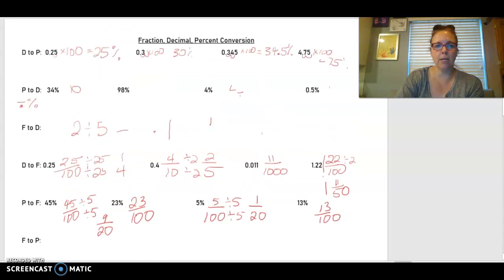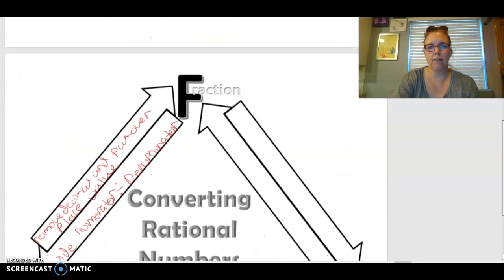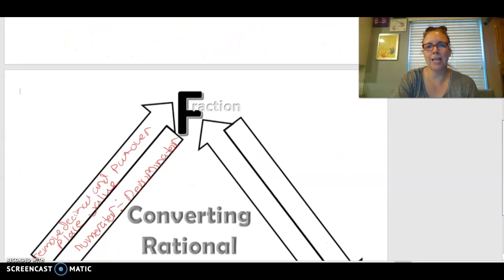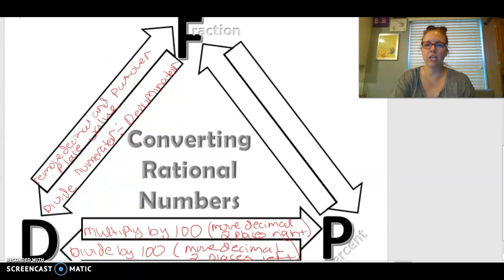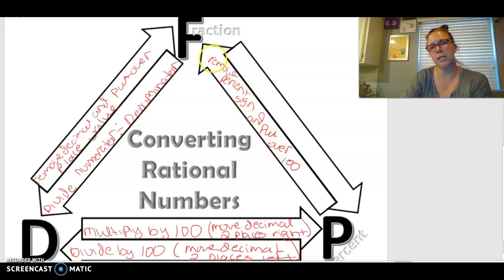Okay, so down here, I'm running out of time. I only have 15 minutes to make the video. So percent to fraction, I gotta move my thing. So percent to fraction is remove percent sign, and put over 100. I'm going to go ahead and fill this one in because we're running short on time.